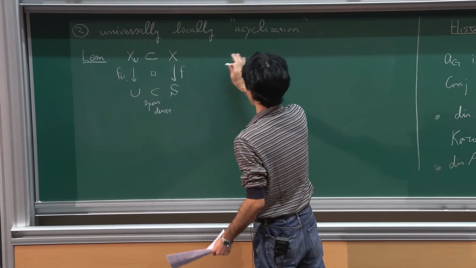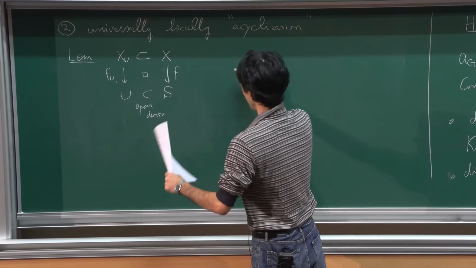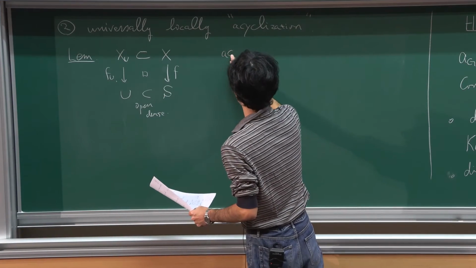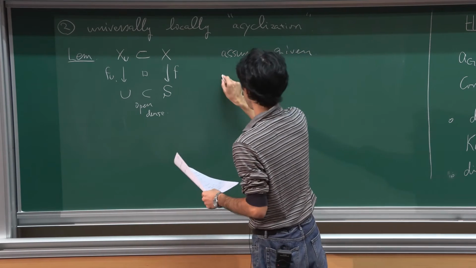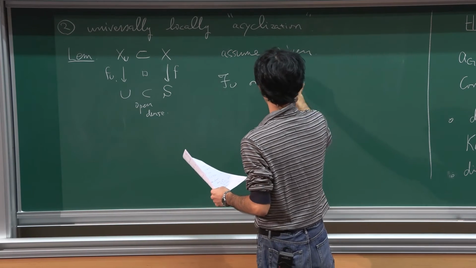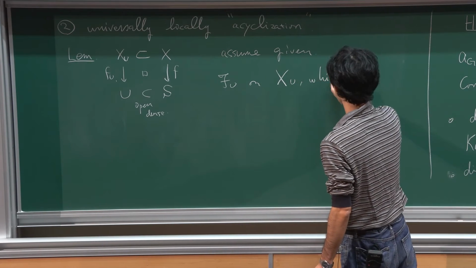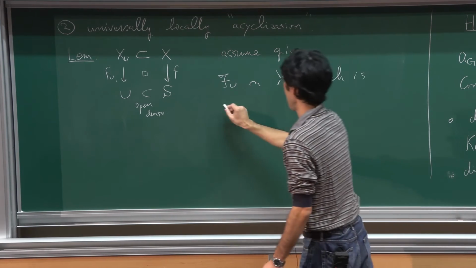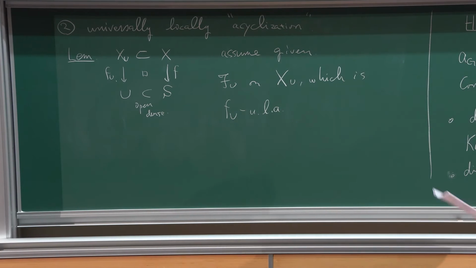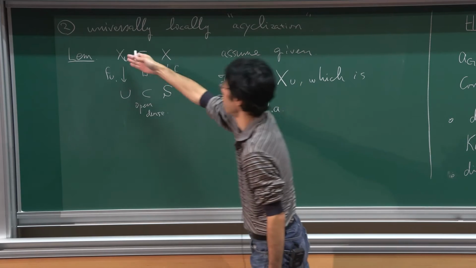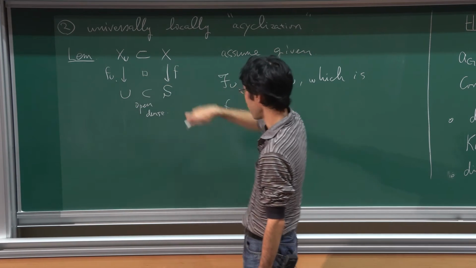Yeah, for here, I really need lambda. I really need the sheaf to be torsion. But anyway, assume given F_U on X_U, which is F_U universally locally acyclic. So this F_U is universally locally acyclic with respect to F_U, and I'm not talking about anything outside of U.